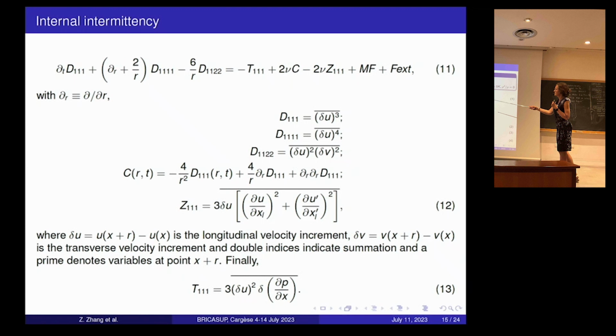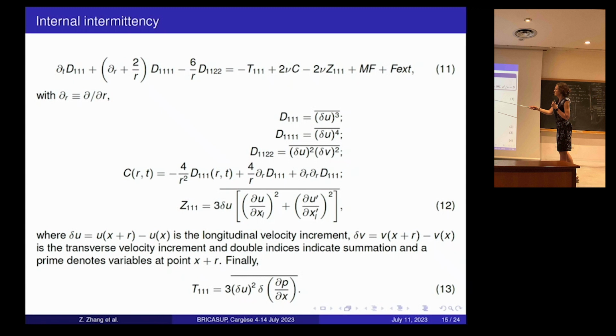We'll go next to the link between the third order and fourth order moments. This is a transport equation that can be developed once again for the normal fluid and the superfluid. D111 is a different notation, but it is nothing else than the third order moment, and this is the fourth order moment. In this equation, again developed for homogeneous isotropic turbulence, we have a mixed fourth order moment, delta U squared, delta V squared. On the left hand side, all these terms are what we call advection, the transport of fourth order moment and mixed fourth order moment.